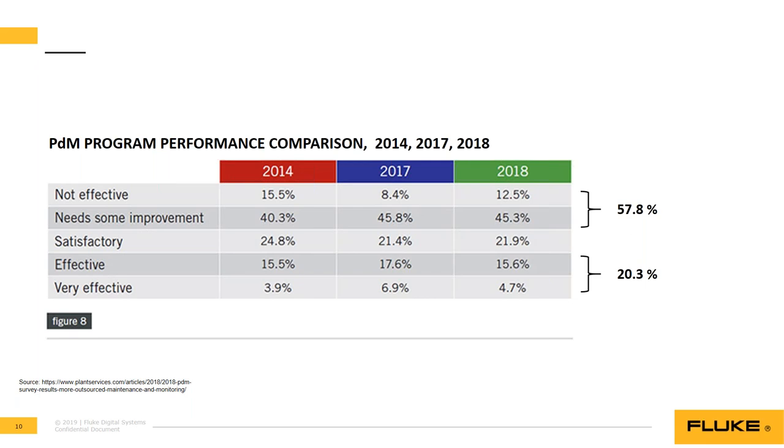Now, updating some of that to more recent, getting to 2018, still almost 60% of North America says that their process or program in predictive maintenance is not effective or needs some improvement. So just way, way too much opportunity still needed for this kind of stuff, having been around this long.